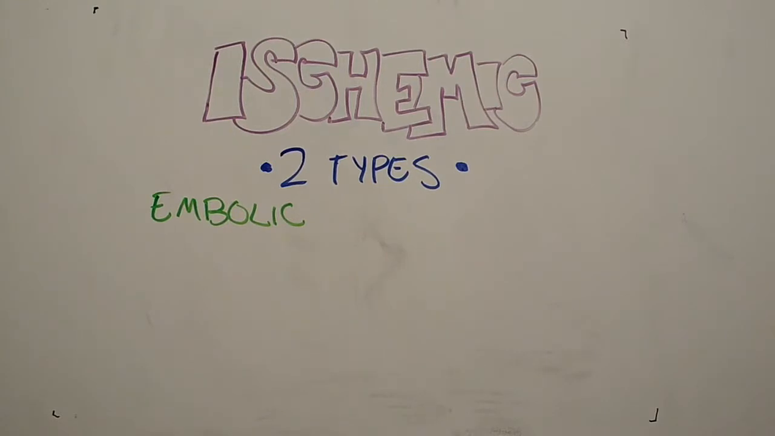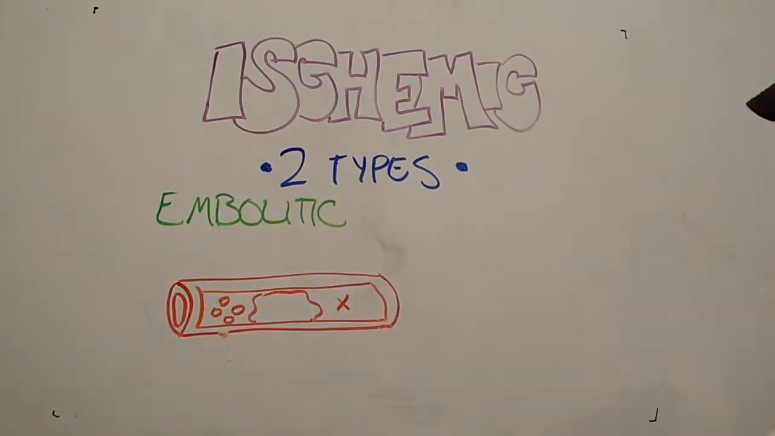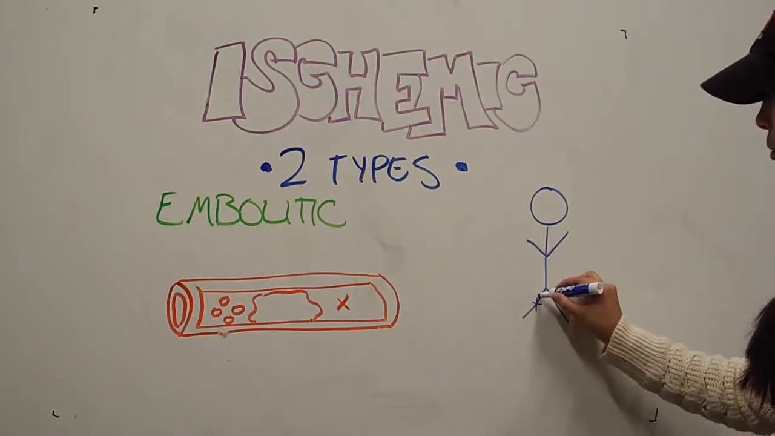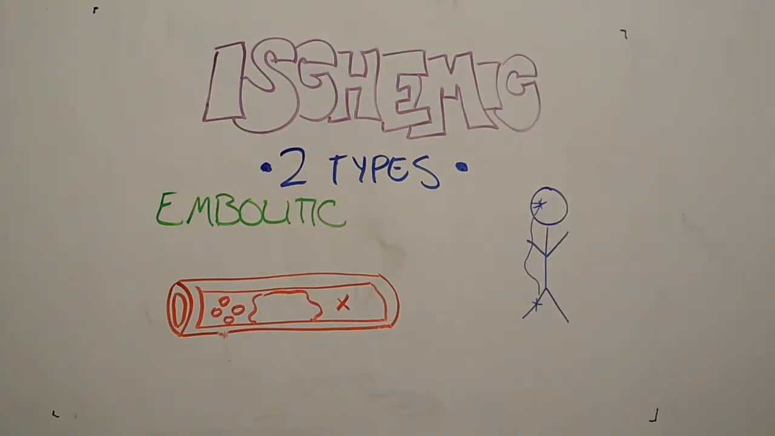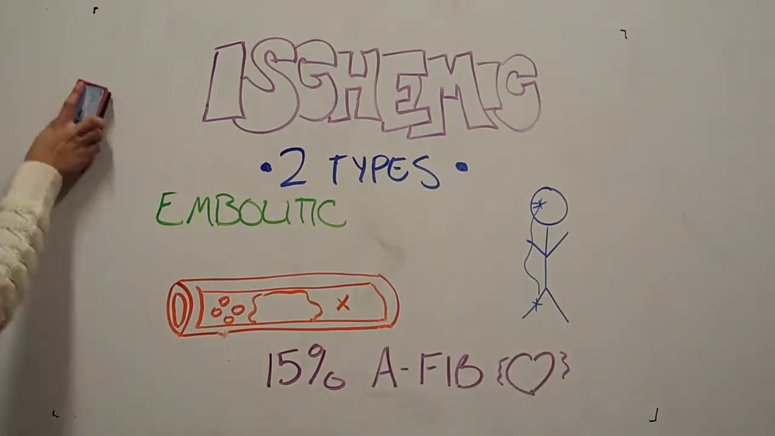Embolic strokes occur when a blood clot or plaque fragment from another area in the body travels to smaller vessels of the brain and cuts off blood flow. 15% of embolic stroke patients also have atrial fibrillation.